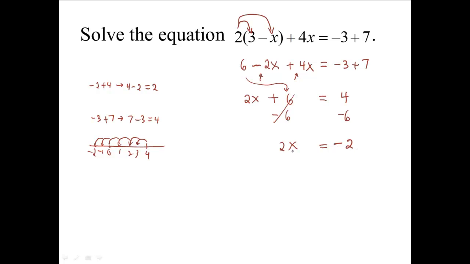Then finally, since 2x means 2 times x, we will divide both sides by 2. 2 divided by 2 is 1, and 1 times x is written more simply as x. Here we have negative divided by positive, and that's negative. 2 divided by 2 is 1. Our answer is x equals negative 1.